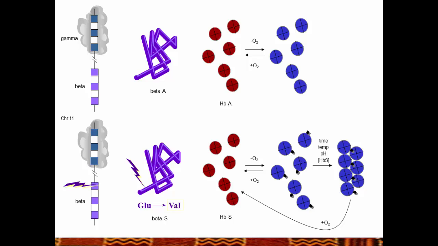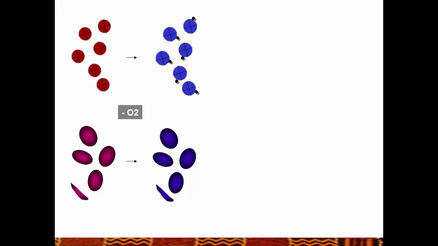Now let's look at what happens in cells. Below we see oxygenated cells from a person with sickle cell anemia. As shown above, all the hemoglobin is oxygenated and in solution. When oxygen is given up, the hemoglobin assumes the deoxyconformation, but the cells are barely affected.